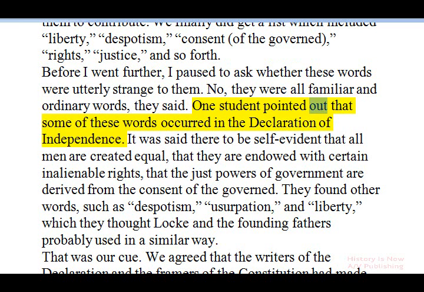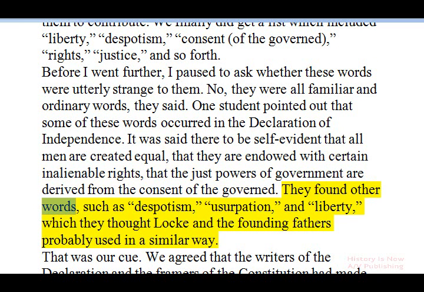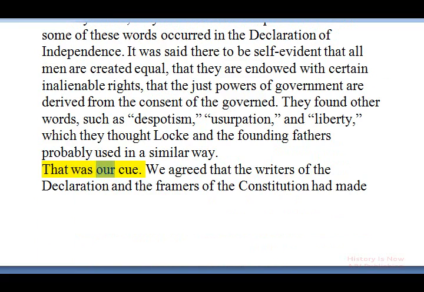One student pointed out that some of these words occurred in the Declaration of Independence. It was said there to be self-evident that all men are created equal, that they are endowed with certain inalienable rights, that the just powers of government are derived from the consent of the governed. They found other words, such as despotism, usurpation, and liberty, which they thought Locke and the Founding Fathers probably used in a similar way. That was our cue.